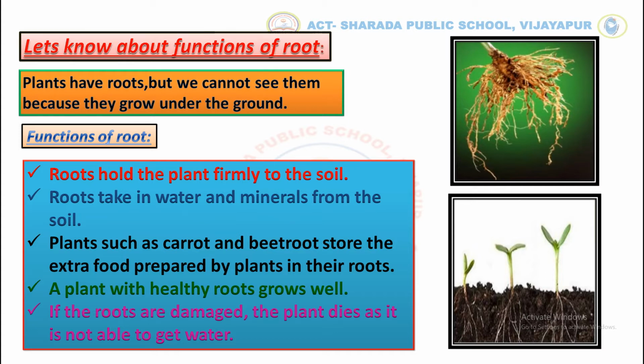Plants such as carrot and beetroot store the extra food prepared by plants in their roots. A plant with healthy roots grows well. If the roots are damaged, the plant dies as it is not able to get water.